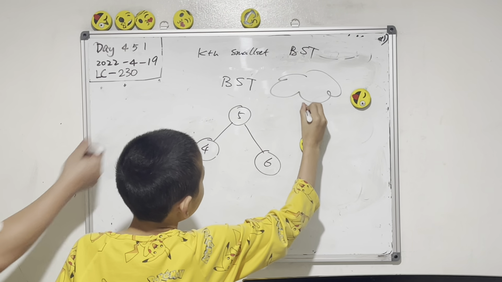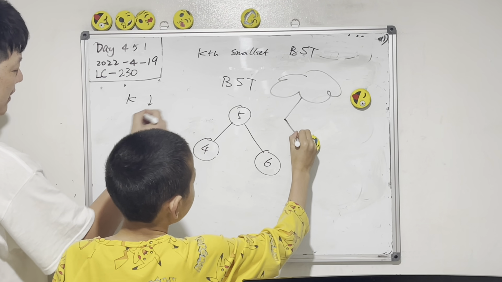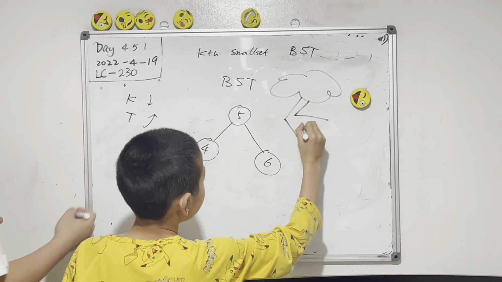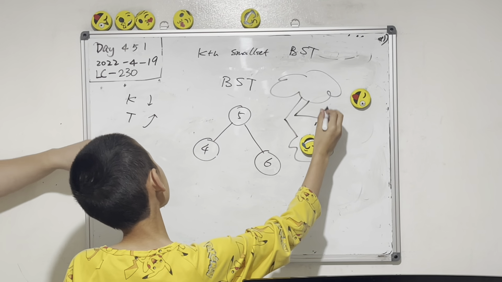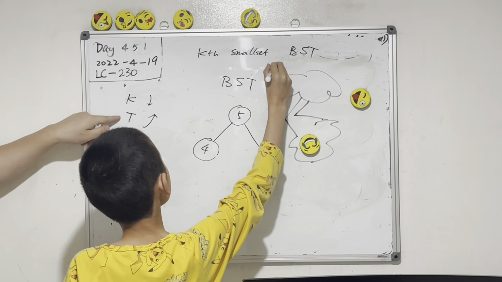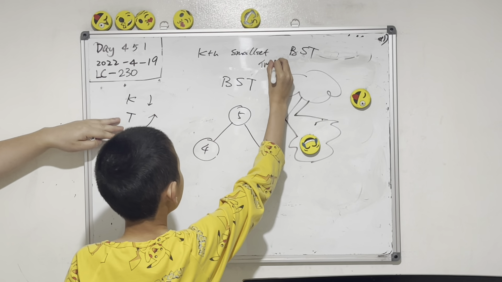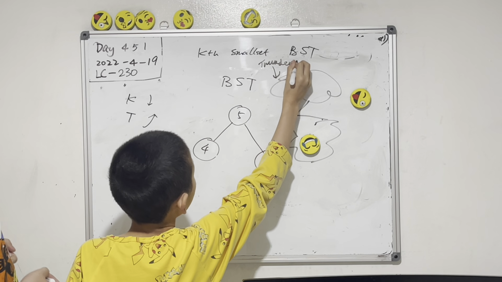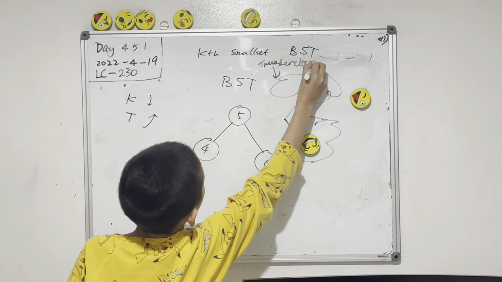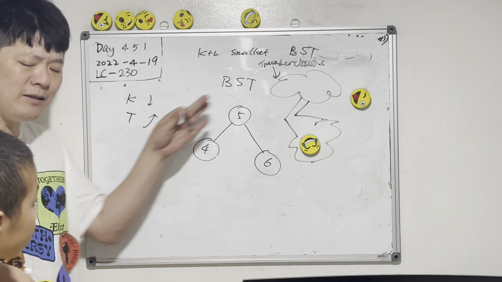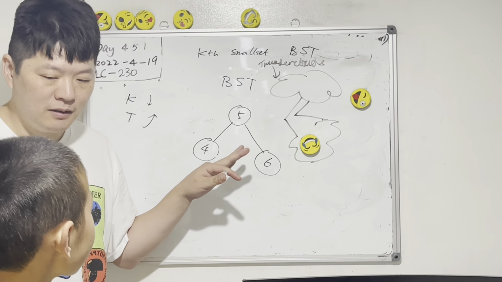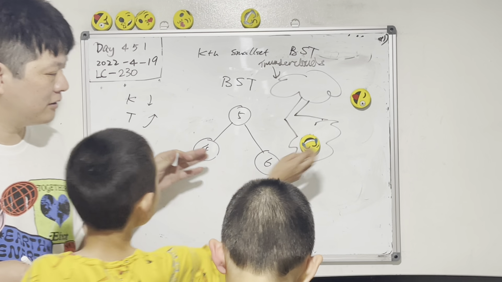Because look, the k could be very small, the total number could be very big, and in order to get the k-smallest node, we don't need to actually visit all the nodes. Just imagine that n could be a million, more than a million. It could be very large, right? So we talked about this recursive in-order thing. Today we're going to solve this problem using another approach.